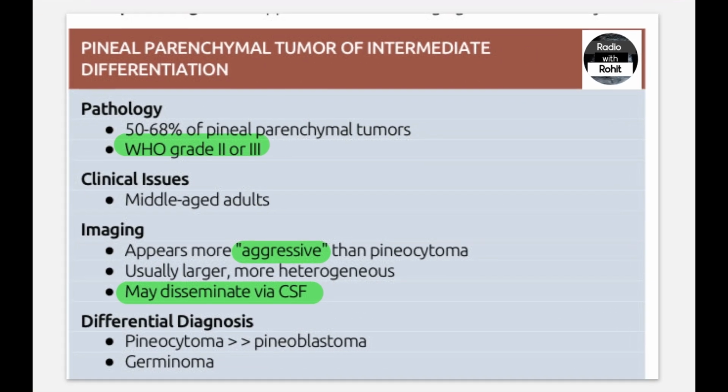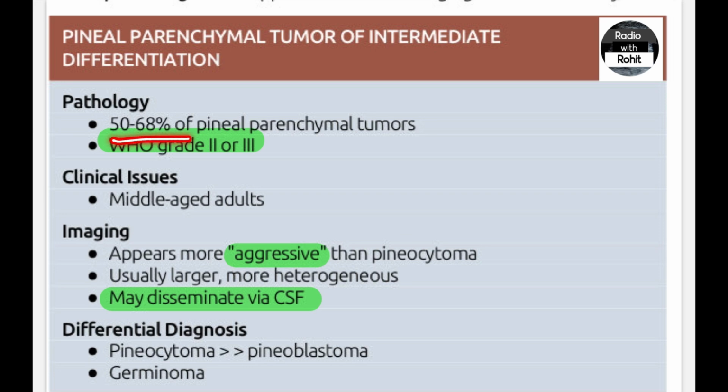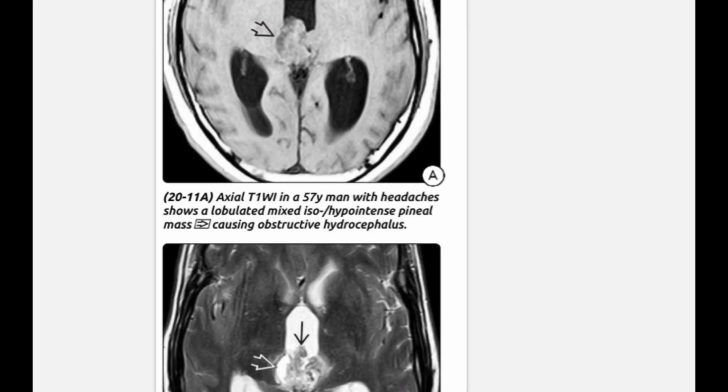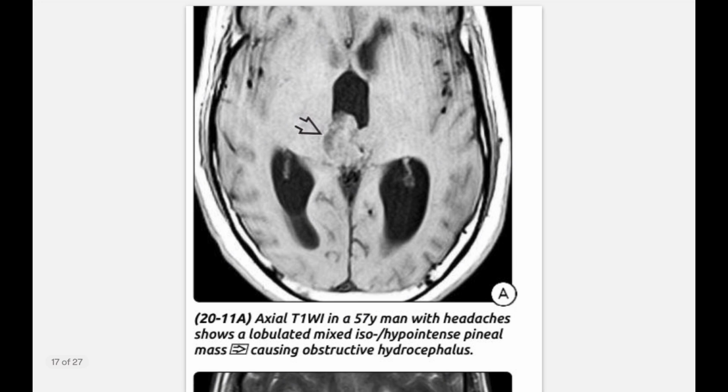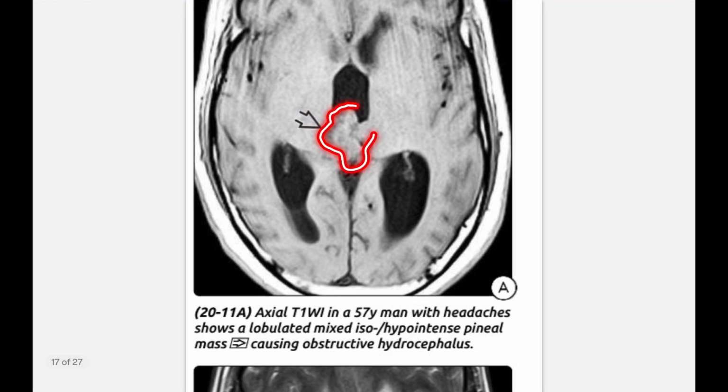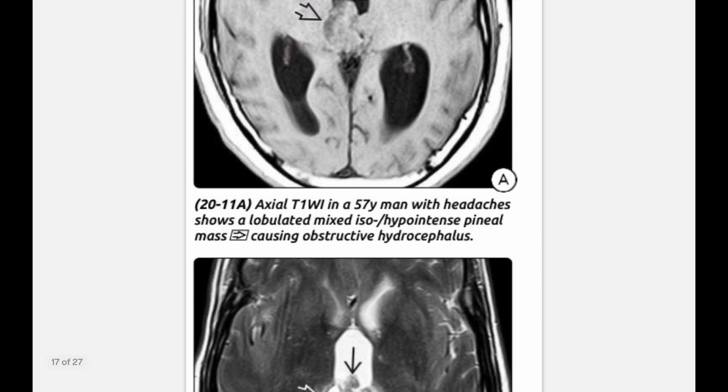So this is a table from Osborn: 50 to 68 percent of the pineal parenchymal tumors are WHO 2 or 3. Aggressive tumors may disseminate via the CSF. So we have to examine all the sites where CSF is present to rule out metastasis of this tumor. So this is a 57-year-old male with headache, showing a lobulated mixed to iso or hypointense pineal mass causing dilatation of the ventricular system or hydrocephalus.